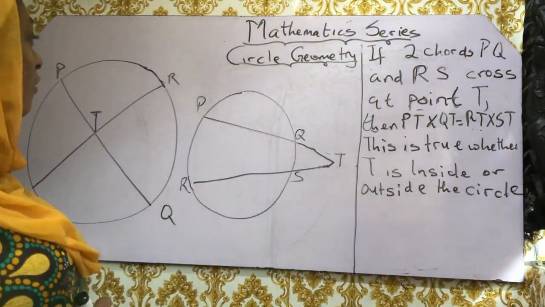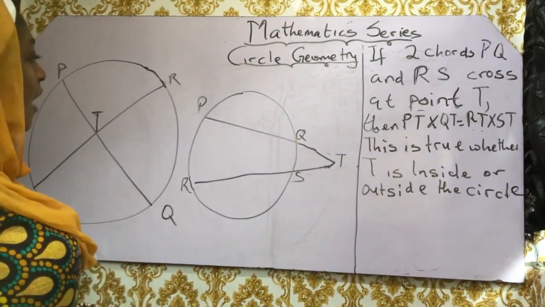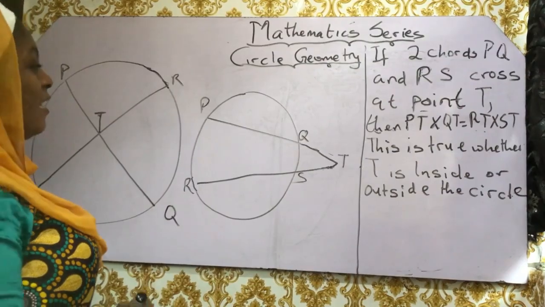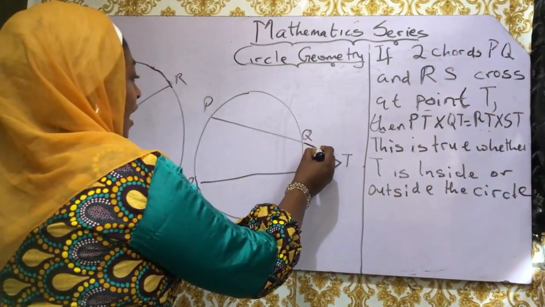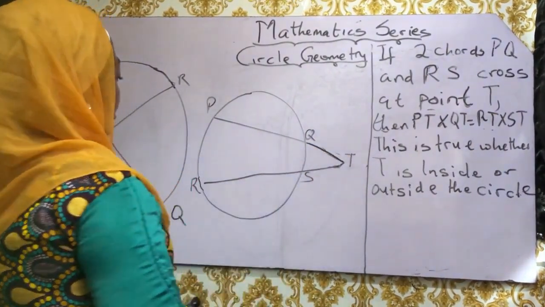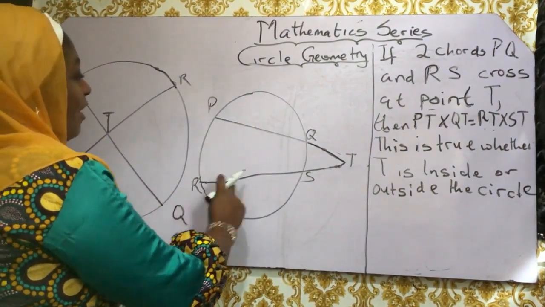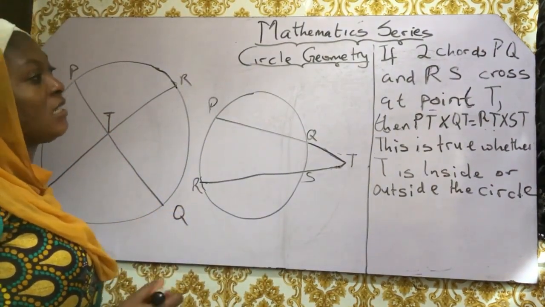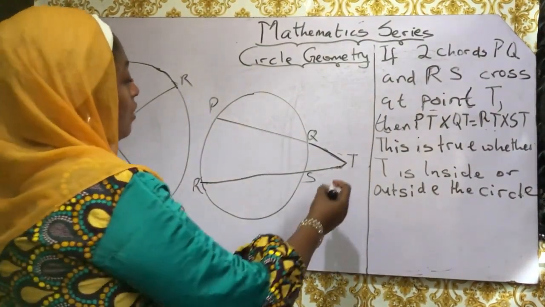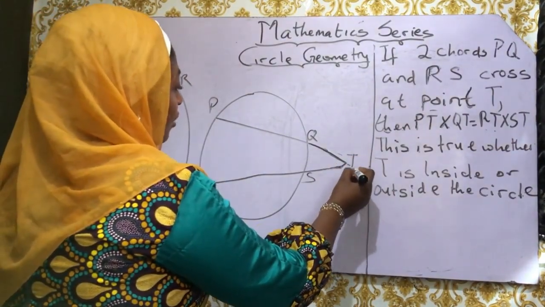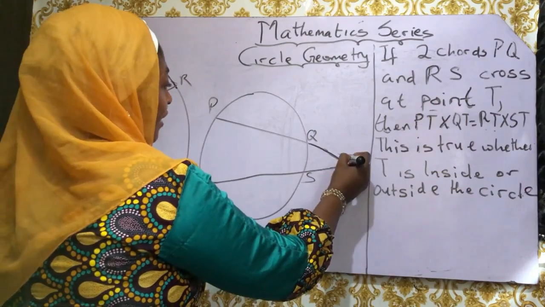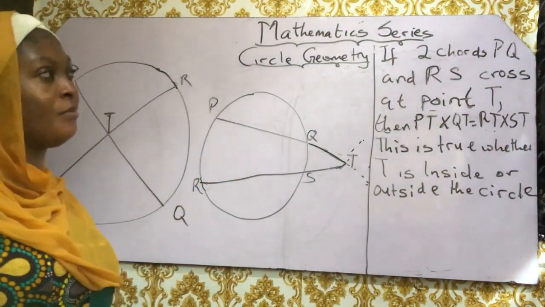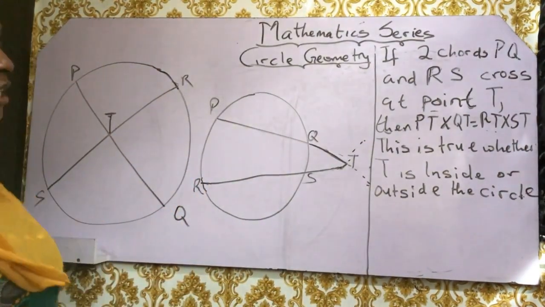We also have chord PQ extending out of the circle and meeting at point T, and chord RS extending out of the circle and meeting at point T. So we can still say that they cross each other. Let's put this dotted line, so they can also cross. Now let's see what this rule is talking about.